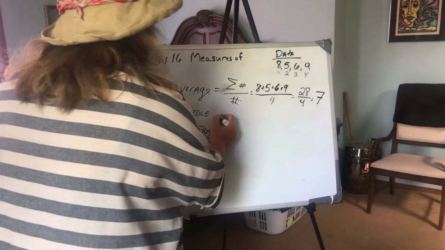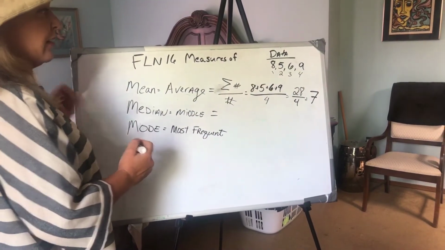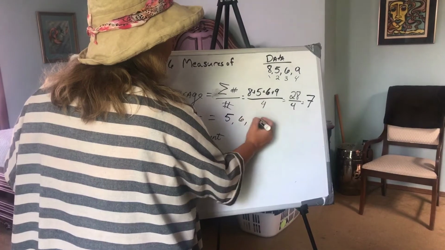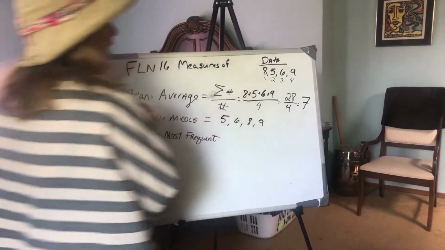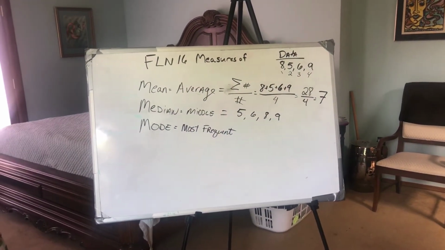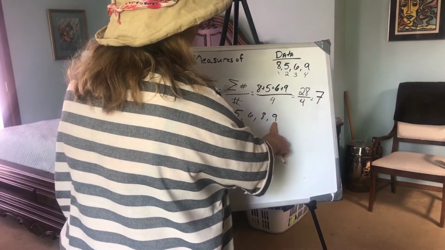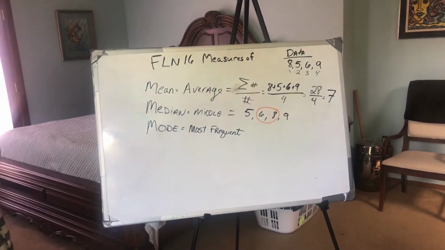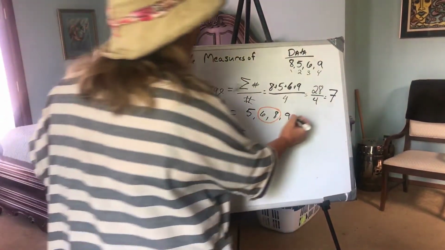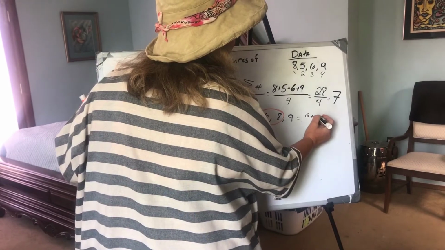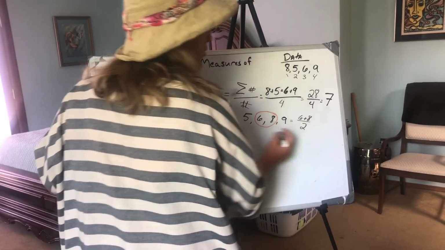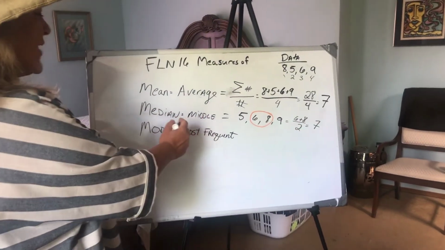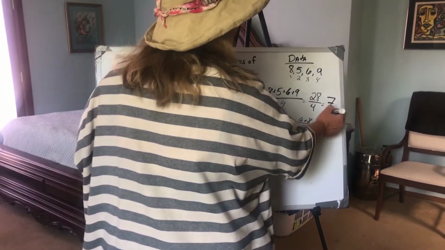The next is the median or the middle. So now I put these in numeric order. I've got 5, 6, 8, and 9. And where is the middle of this data set? I have these two on the end, so these two are my middle, okay? So I take those two numbers and I calculate the mean of them. That's 6 plus 8 divided by 2, because there's two of them, and that is going to be 7. So my median of this data set is 7.